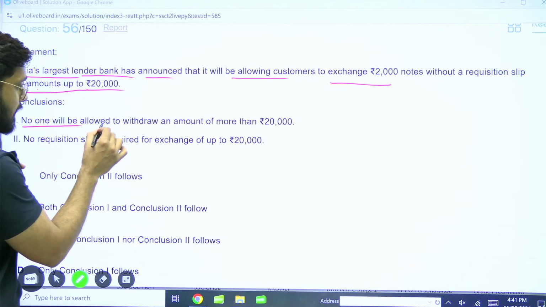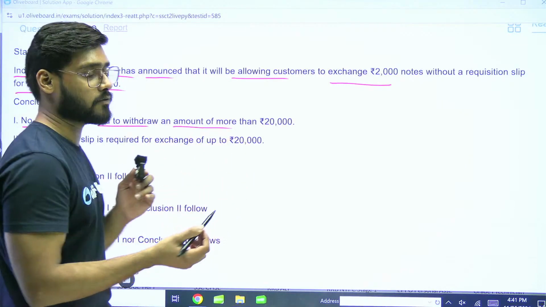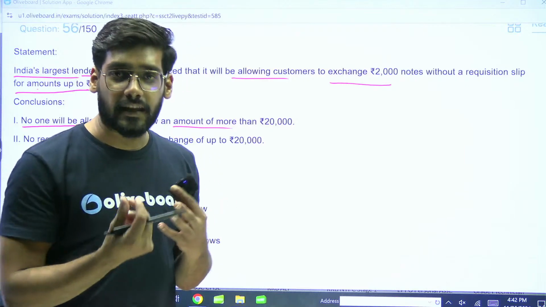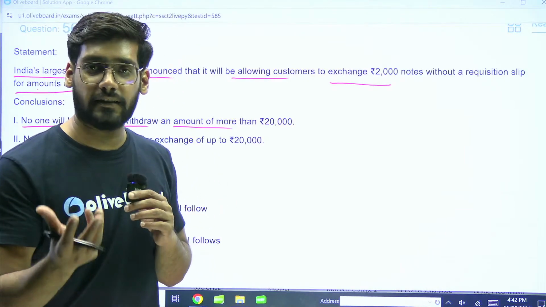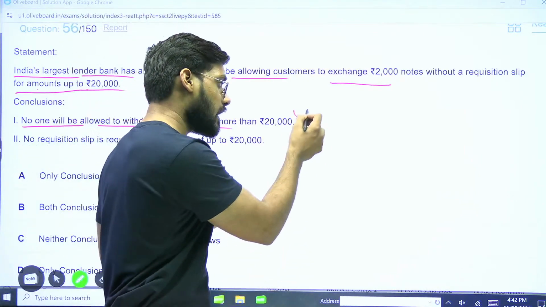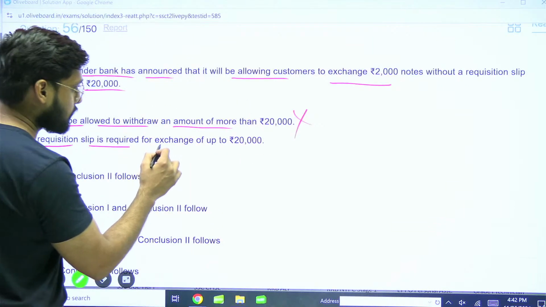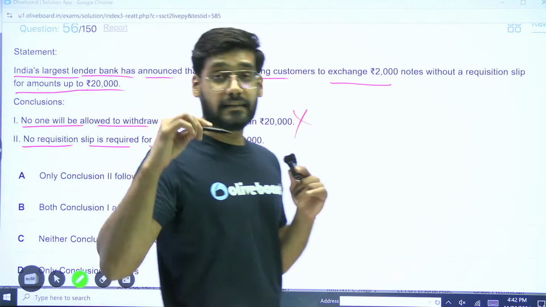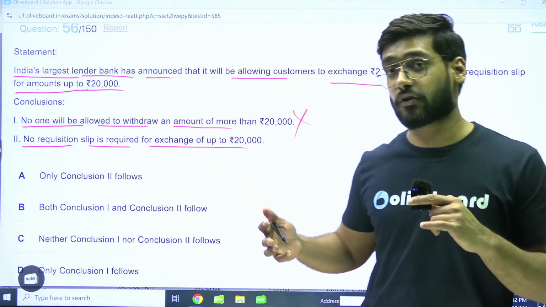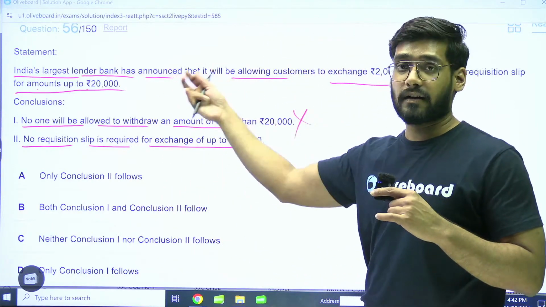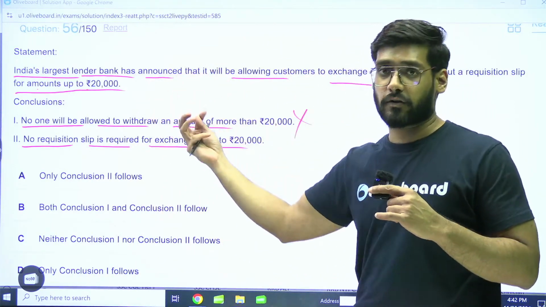Conclusion 1 says no one will be allowed to withdraw an amount of more than 20,000. We are not talking about withdrawing anything, so this conclusion cannot be made. Conclusion 2 says no requisition slip is required for exchange up to 20,000. This is the conclusion that we can pull out from the statement.